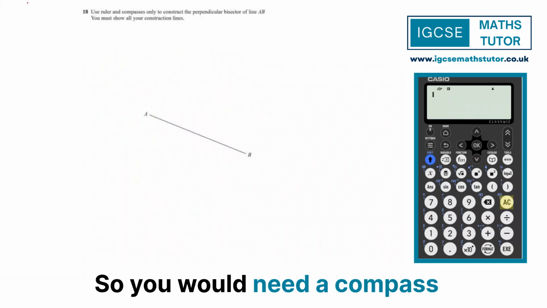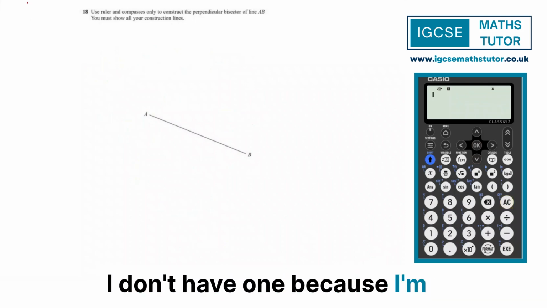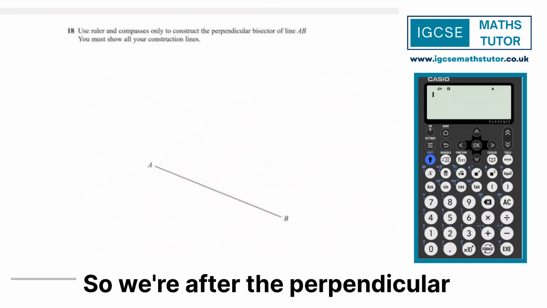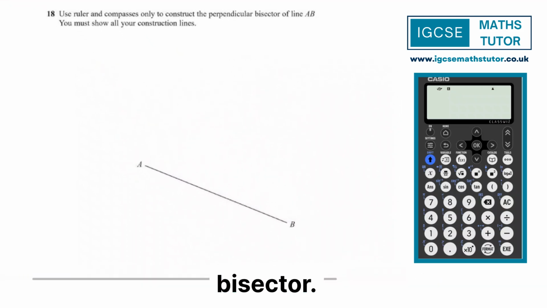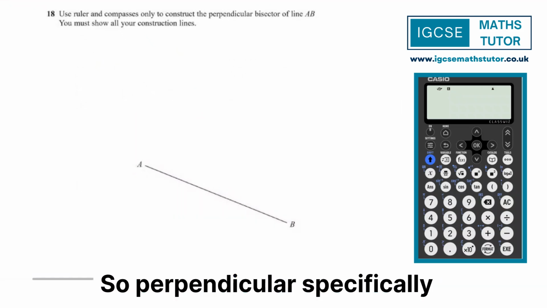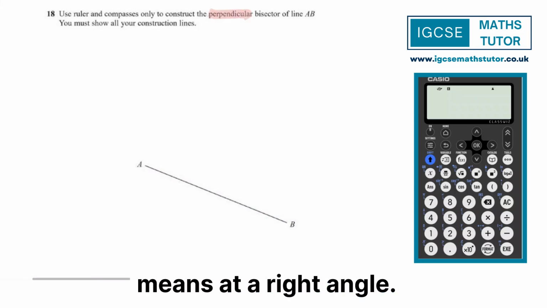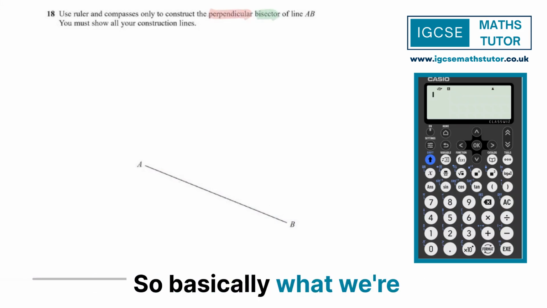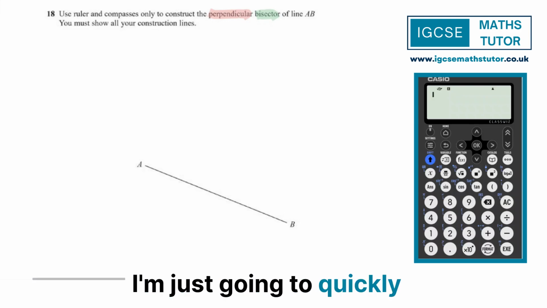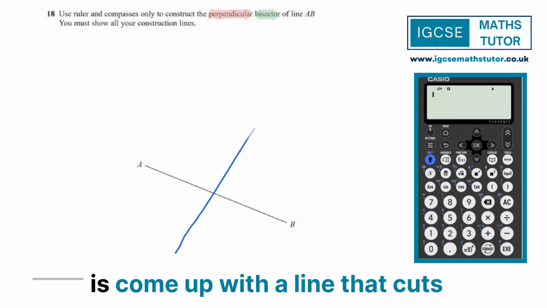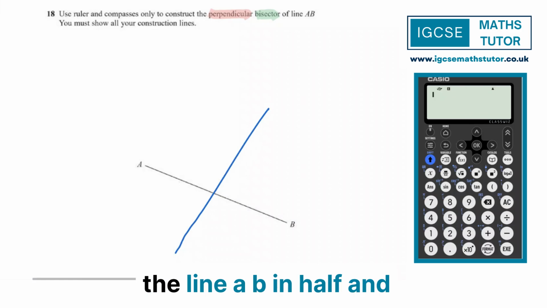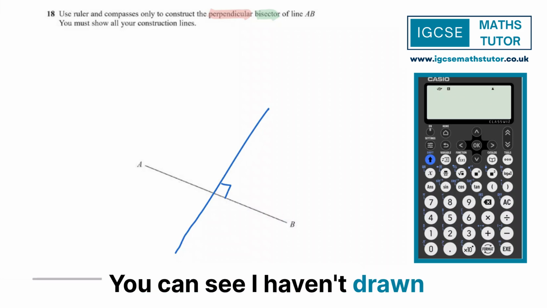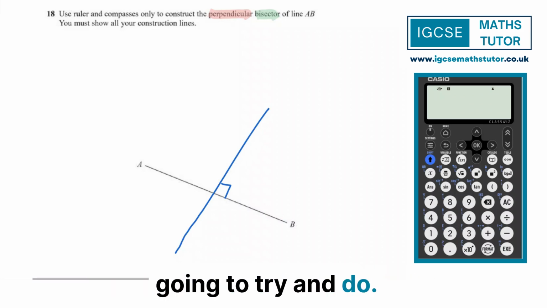So you would need a compass to do this. I don't have one because I'm doing it on the screen. I'm just going to talk you through what you should do. So we're after the perpendicular bisector. So perpendicular specifically means at a right angle, and bisect means to cut in two. So basically what we're trying to do, I'm just going to quickly draw it on, is come up with a line that cuts the line AB in half and at a right angle. You can see I haven't drawn that correctly, but that's basically what we're going to try and do.